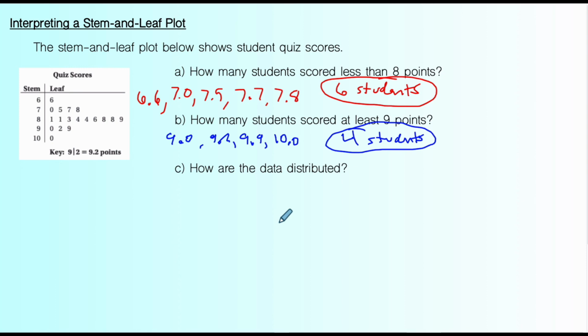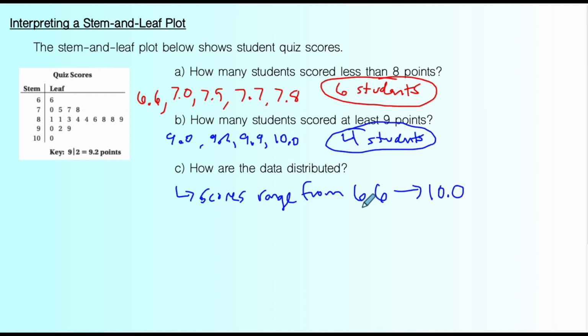It's a little open-ended, and you have to make sure you understand what it's asking. How are the data distributed? So when we talk about the distribution of data, we're talking about where do values fall in this data set. In this data set, how is it distributed? One of the things I would say is that scores range from 6.6 on the low end to 10.0 on the high end. So when you're talking about the distribution of data, I think one important thing to consider is its range.